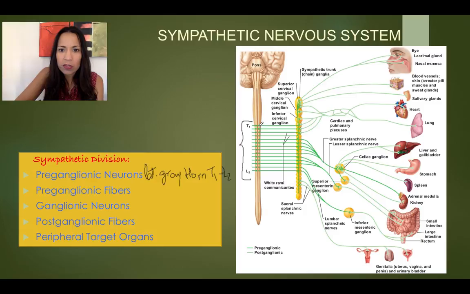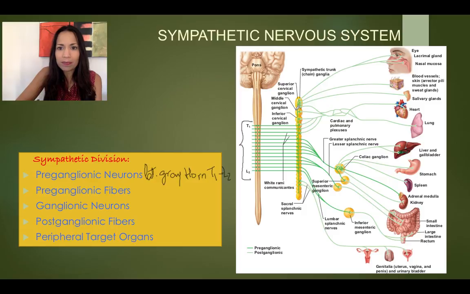Now, the axons, the preganglionic fibers. The preganglionic fibers, remember, they are thinly myelinated, and they're going to reach the ganglionic neuron. Now, these ganglionic neurons are located very close to the spinal cord. They have three different locations.